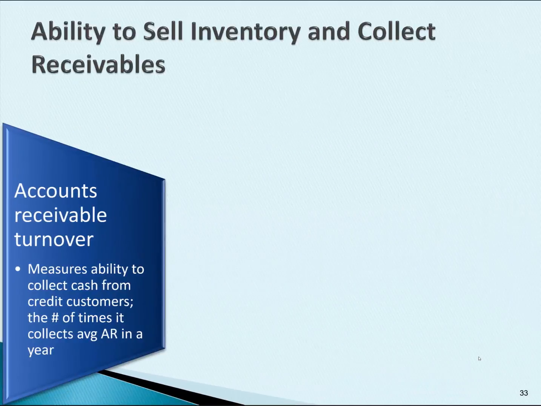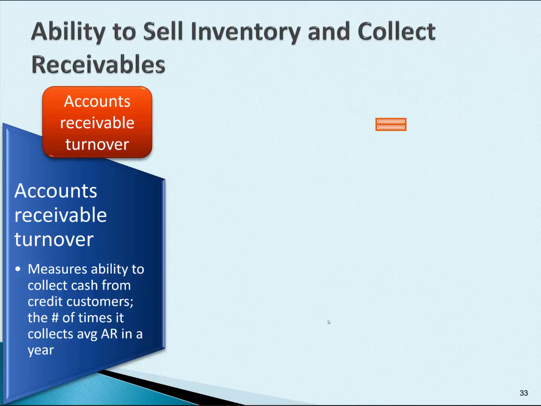Now let's look at some ratios to help determine if a company is selling its inventory and collecting its receivables. So we're going to look at AR turnover. This measures the ability to collect cash from credit customers. It's the number of times it collects the average AR in a year.